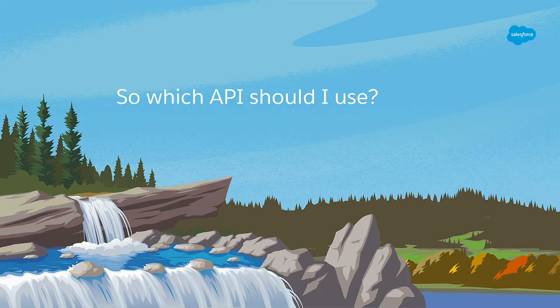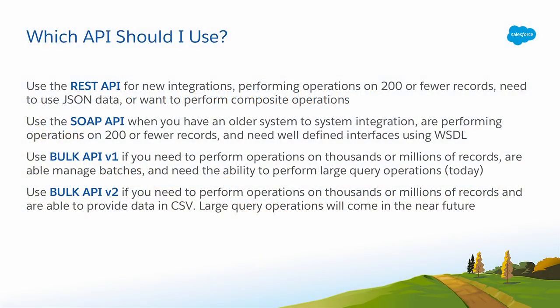Okay, we've covered a lot of stuff here. So finally, which API should you use and when? So the REST API should be the API that you use if you're performing operations on 200 or fewer records, you need to use JSON data, or you want to perform composite operations. REST is definitely the more modern integration method, and so this is the one that we would expect most customers to use when they're starting fresh with Salesforce.